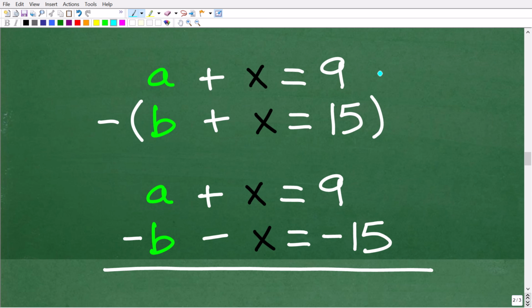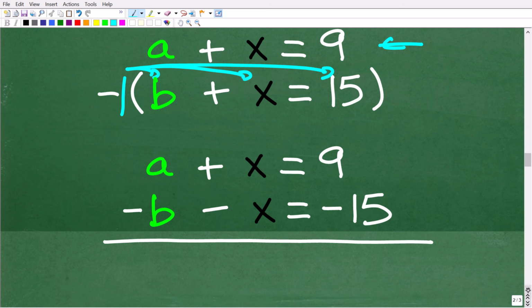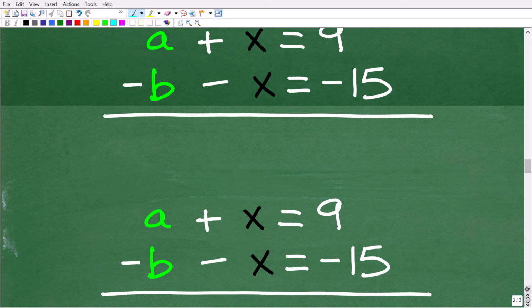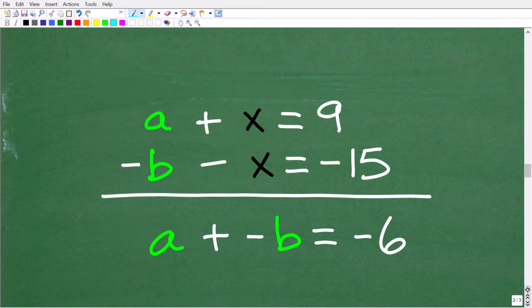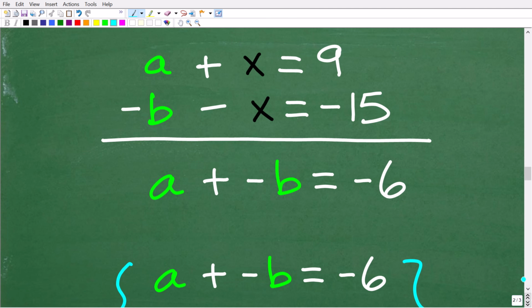All right, so we have our first equation here, a plus x is equal to 9. And then we're going to take this negative, or negative 1, and multiply it into each term. So we're going to get negative b, negative x, and negative 15. All right, now what we need to do is add down in a column manner. Again, we're talking about basic systems, things that you learn in first year algebra. Okay, so we're going to add down in a column manner, and when we do this, let's see what happens.